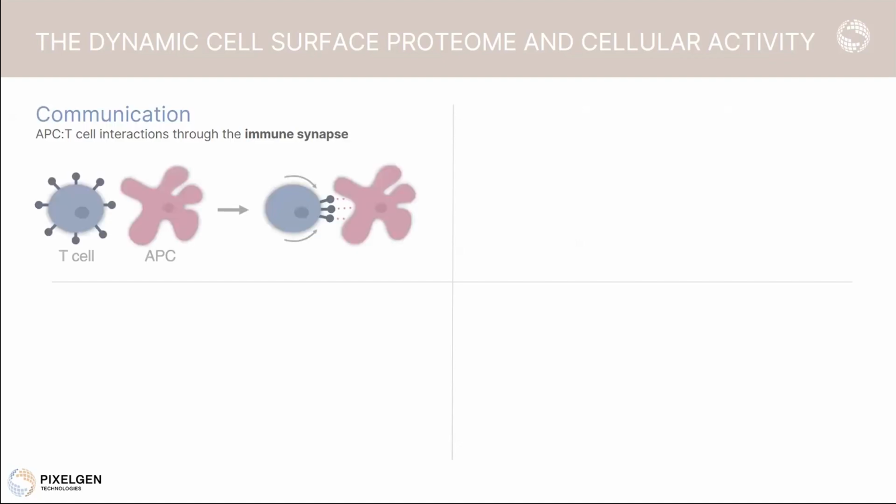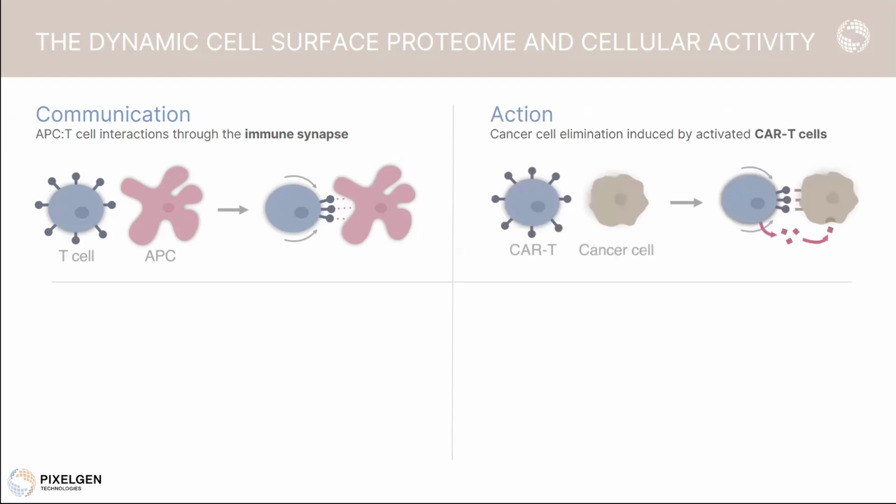So why is it so important to assess the cell surface proteome, and how can it be so closely linked to cellular function? We have some examples in this slide. The first one being communication and how a T cell is interacting with an antigen-presenting cell. They form something called the immune synapse, which is a very specific protein constellation on the cell surface. And only once it's formed, they can communicate in this way. The second would be an action example and how a CAR T cell is interacting with a cancer cell. It needs to reorganize some of its cell surface proteins in order to perform this perforin granzyme-based cancer cell killing.